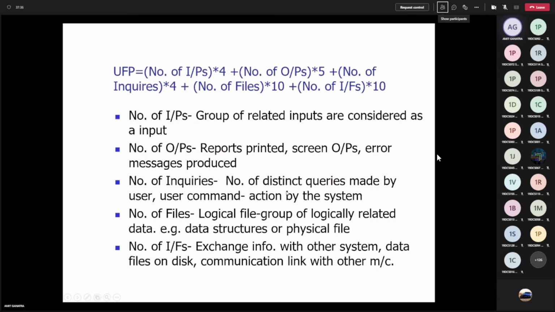Your internal logical files are related to your application program. So it's a logical file grouping, a group of logically related data, your data structures or physical file. And interfaces are when your system is exchanging information with some other file or a file on another disk. Then it will be considered as a number of interfaces.